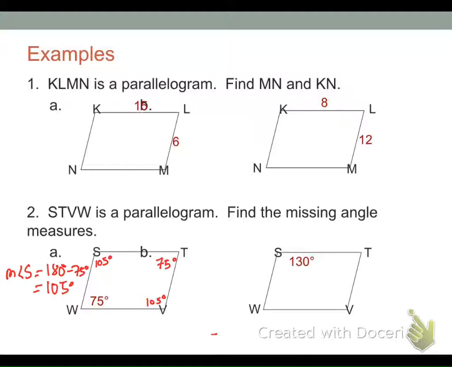Over here, we see that we have S, which is 130 degrees. The angle opposite of that is angle V, 130 degrees. We want to find T and W. We know that consecutive angles add up to 180. So if we want to find the measure of angle T, it's going to be 180 minus 130. It's going to be 50 degrees. Yep, nice job. So here we end up with 50 degrees. Over here we end up with 50 degrees, because opposite angles are congruent.